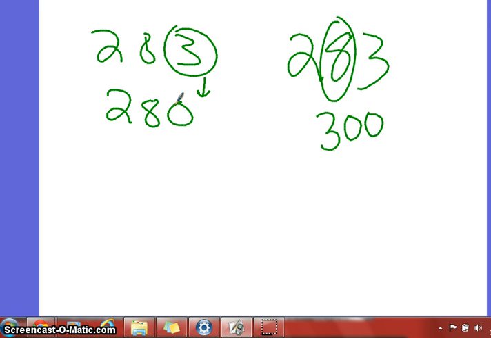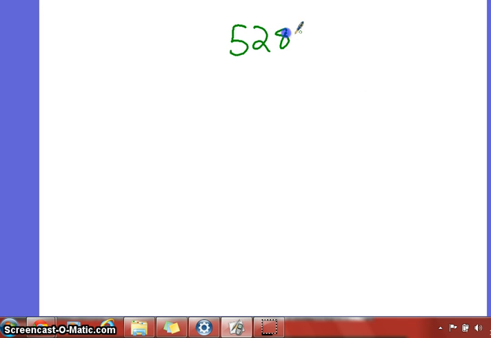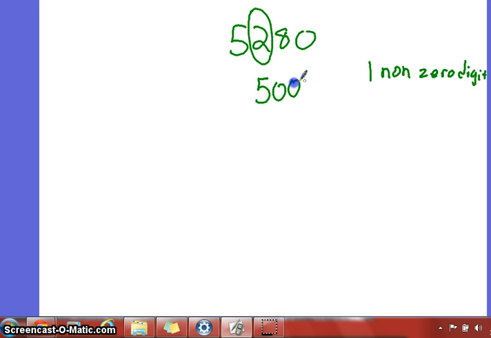All right, so we can do some other stuff with that. Let's round 5,280 to only one non-zero digit. Only one number is not going to be 0, and guess which number that's going to be? The first one. So look here. Does the 2 make the 5 change? No. So my number is 5,000. 280 is a lot closer to 5,000 than 6,000.